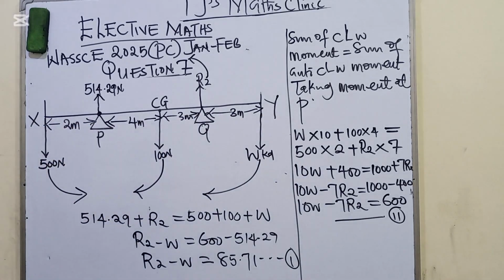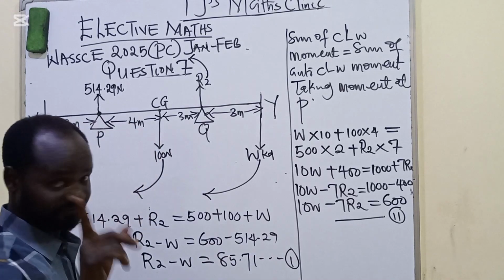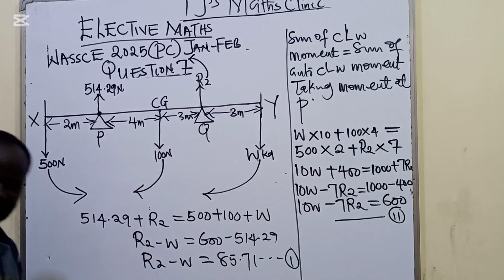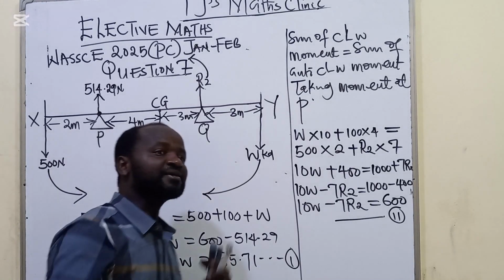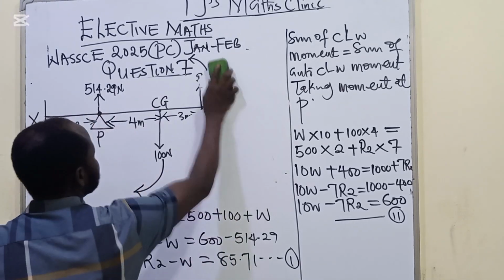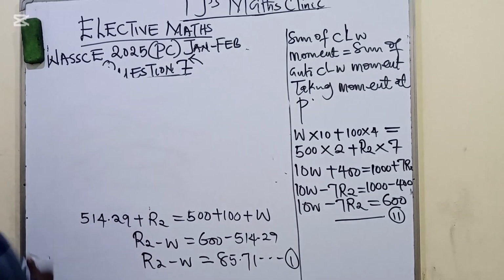So to find R2 and W, we have to solve these two systems of equations simultaneously. Very important. So we can remove the drawing, we are through. So this is the beauty of moment. Just know that moment is nothing but force times the perpendicular distance. So let's remove the drawing and pick our two equations to solve them simultaneously.